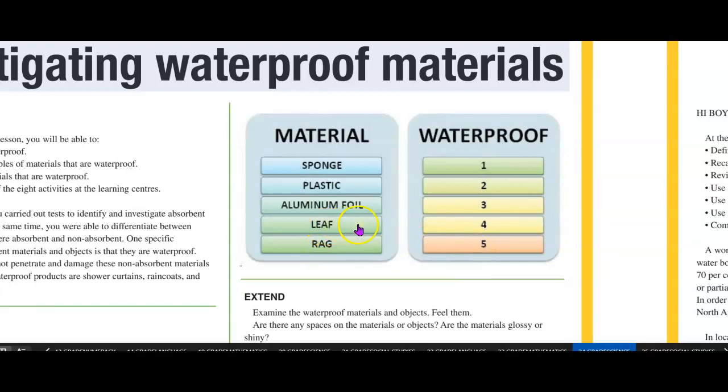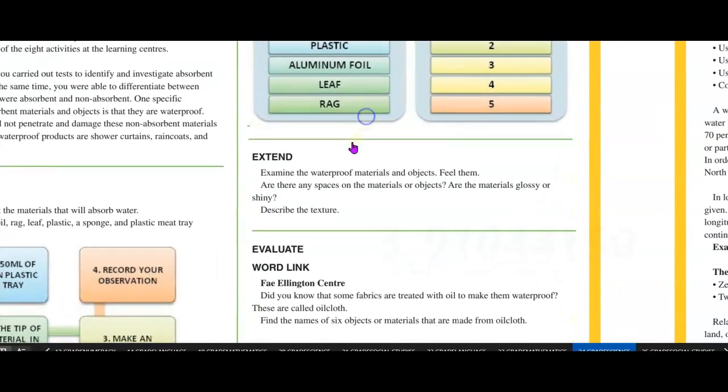right? A leaf, if it's a book leaf, then it would be no. But if it's the leaf of a plant, and it's green, it could be waterproof. But if it's dry, then it might not be waterproof. Okay? Aluminum, and it would be good to see us testing this out. Aluminum foil, plastic, and sponge. We went through those already.